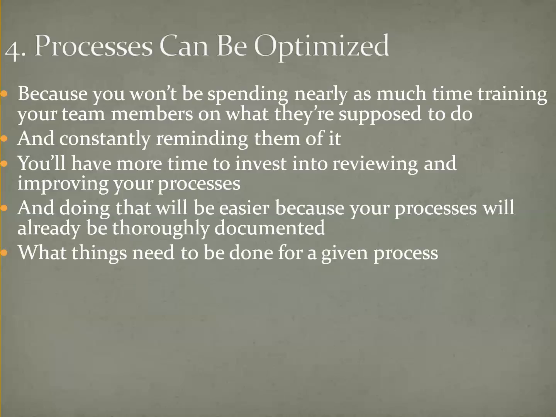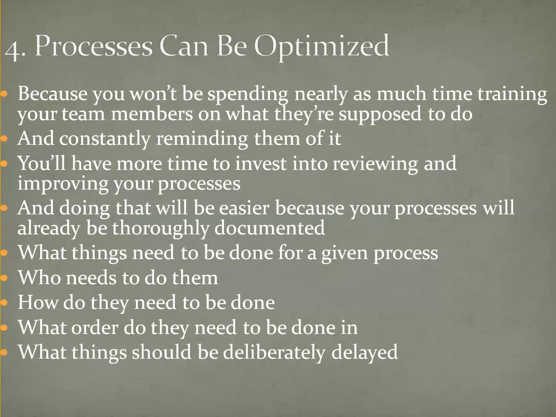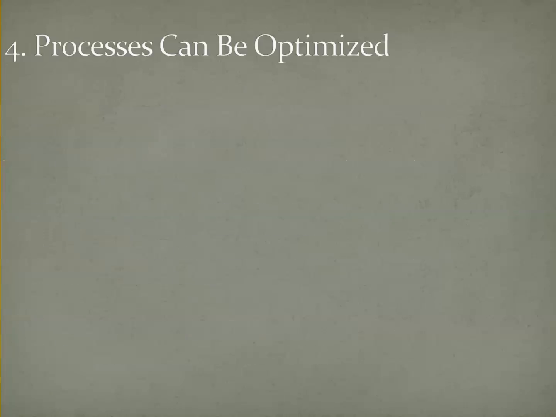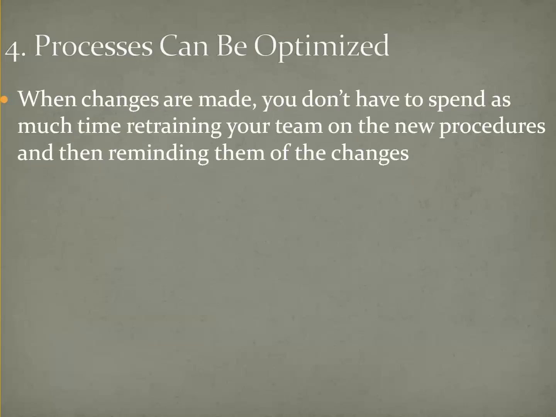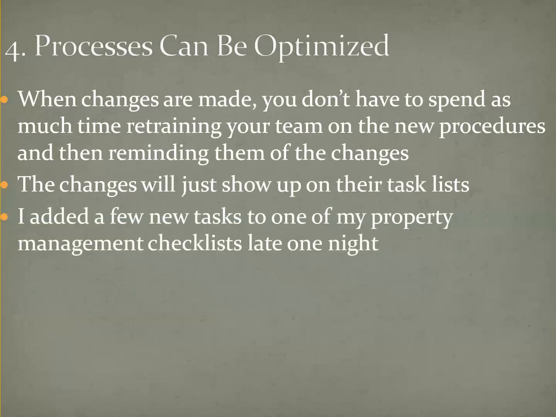So looking at what things need to be done for a given process, who needs to do them, how they need to be done, what order they need to be done in, what things should be deliberately delayed. And again, when changes are made, you don't have to spend as much time retraining your team on the new procedures and then reminding them of the changes. The changes are just going to show up on their task list.